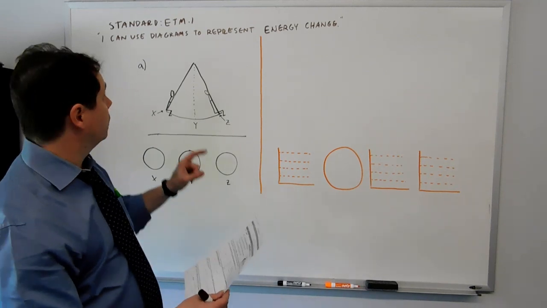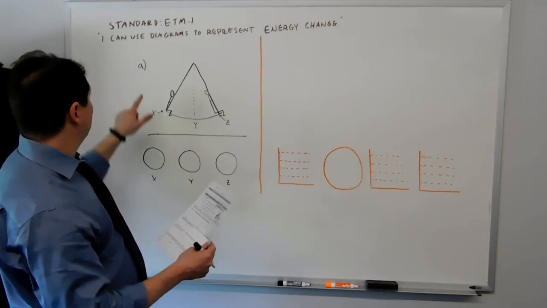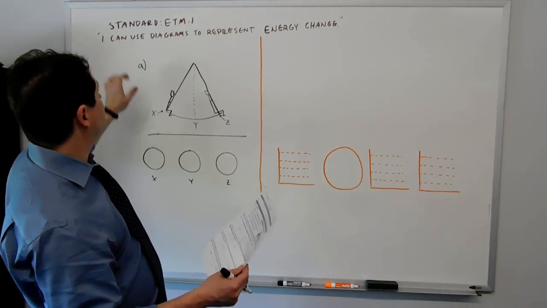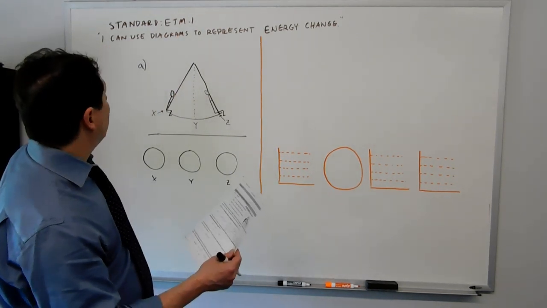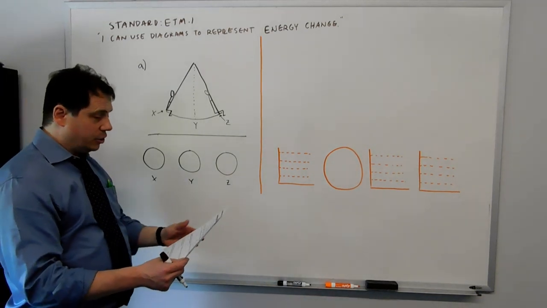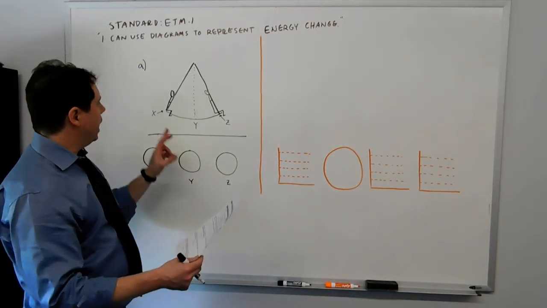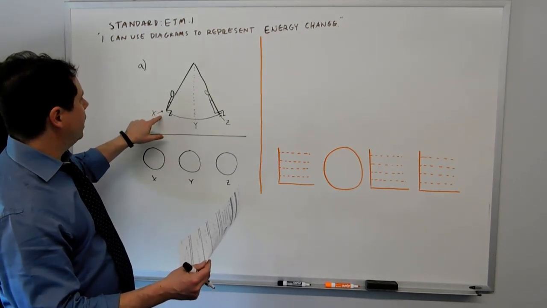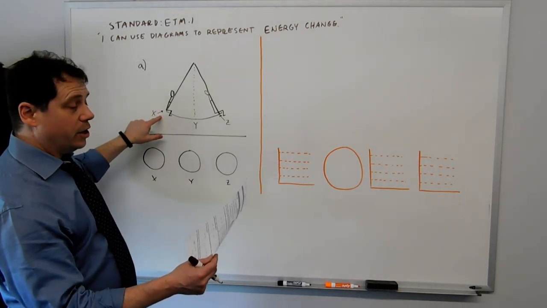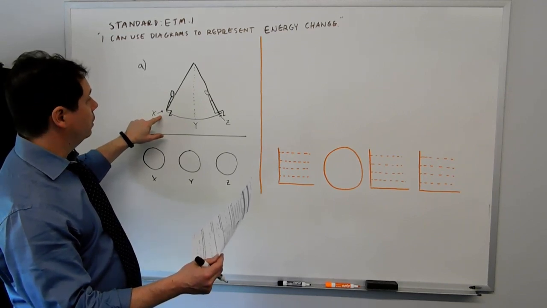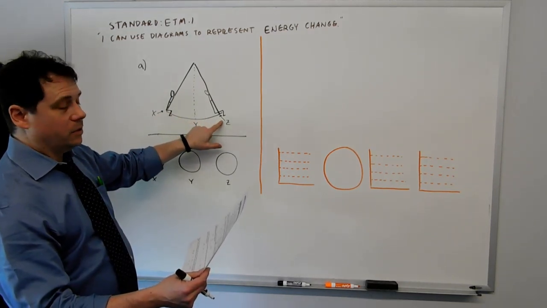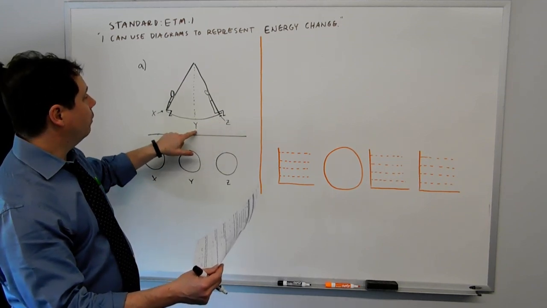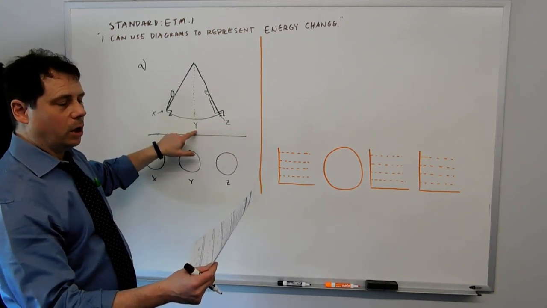So the first standard we're going to talk about was our lowercase a problem. And that's standard ETM1, which says I can use diagrams to represent energy change. All right, so here we have a person on a swing. X represents the highest point that the swing goes backwards. Z represents the highest point that the swing goes forwards. And Y represents the lowest part of the swing.